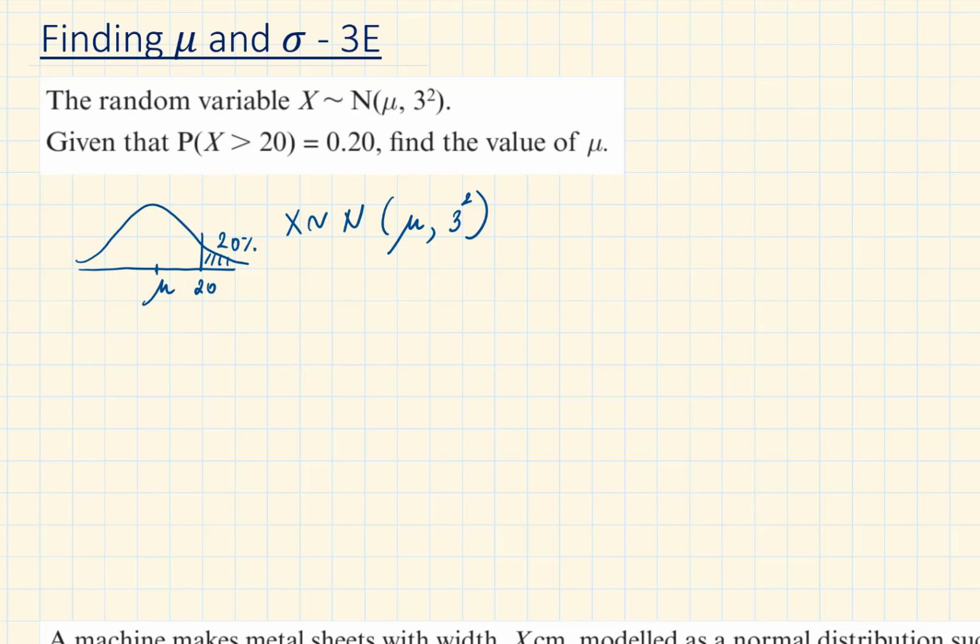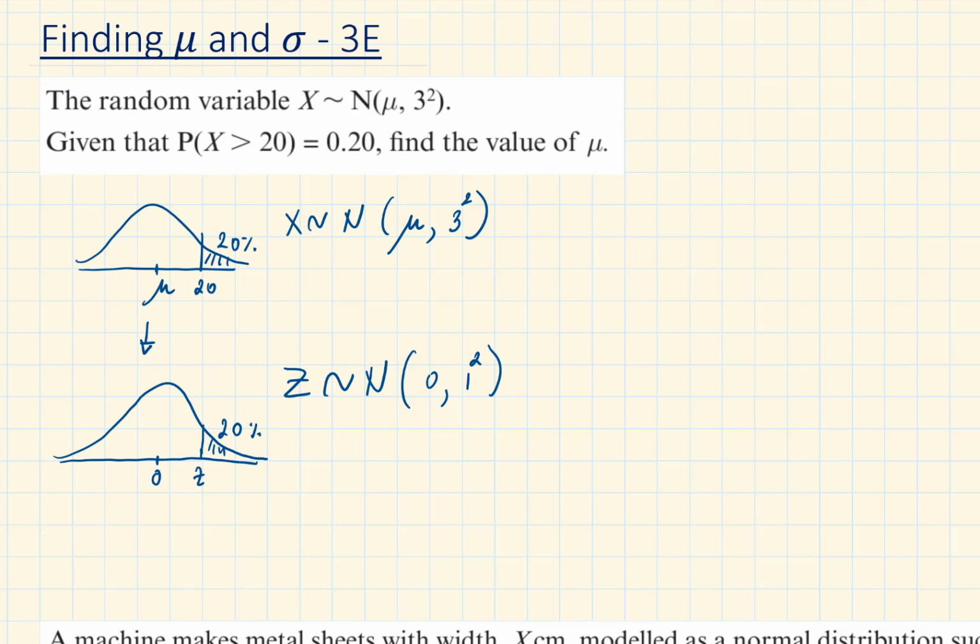We can solve this by coding the data as a standardized normal distribution, which is normally distributed with the mean 0 and variance 1 squared. With the help of the standardized normal distribution, now we know what the mean is and we know what the standard deviation is. And we also know the area under the graph. To calculate this, we are going to use the inverse normal distribution function on our calculator.